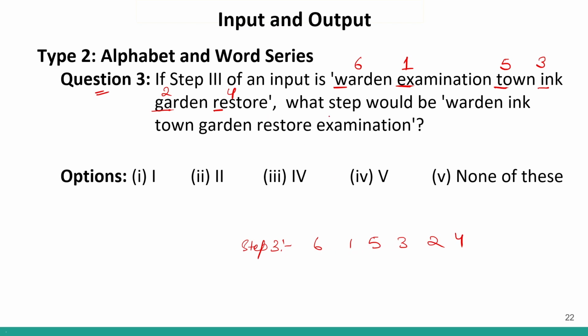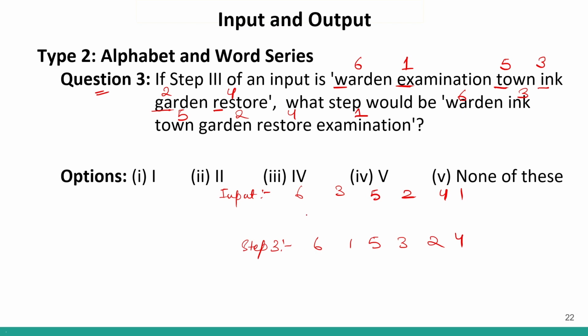Now let us look at this one. This is W, so 6, I, so 3. Town is 5, garden is 2, restore is 4 and examination is 1. So the input, let's say, the step we don't know, it could be before step 3 also or after step 3 also. It is given 6, 3, 5, 2, 4, 1.